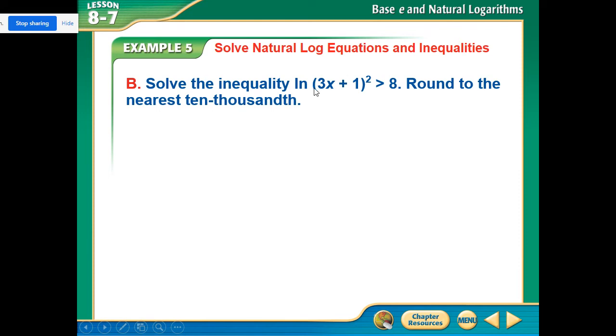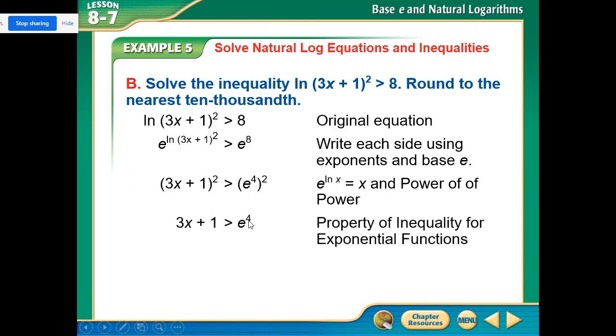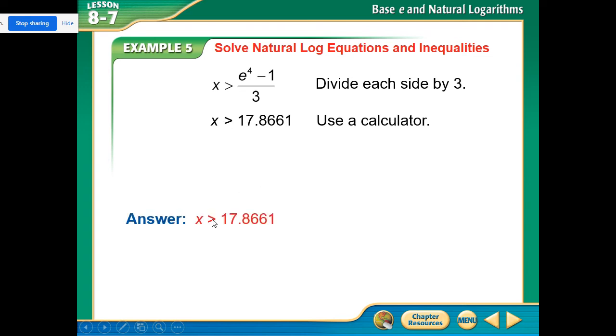All right, this next one here, notice we have a squared here. It is a greater than, so we're going to still have that kind of a value that we have to deal with. So we go ahead and write it out, and then we take the e to both sides. Well, the e and the ln are going to cancel, and this is e to the 8th. Well, once we have the 3x plus 1 squared, we're going to take the square root of both sides, and we get e to the 4th. Then it's just a matter of subtracting 1, dividing by 3, and typing it in our calculator, and we get 17.8661. And so we have a greater than symbol, 17.8661.